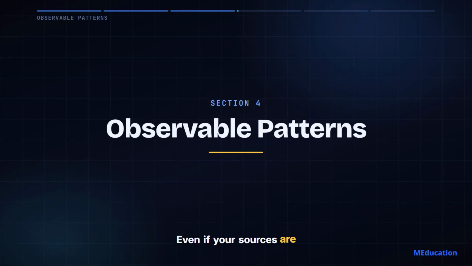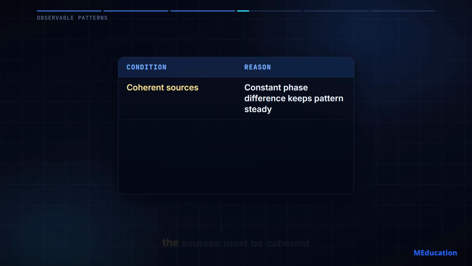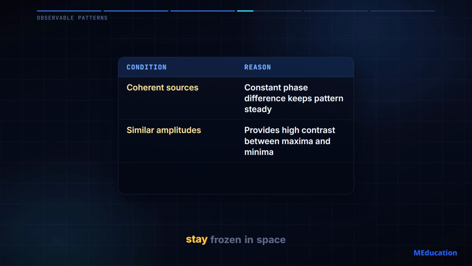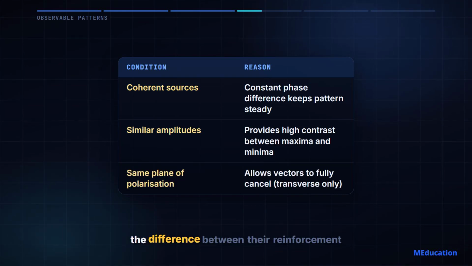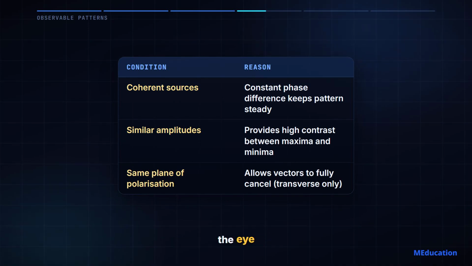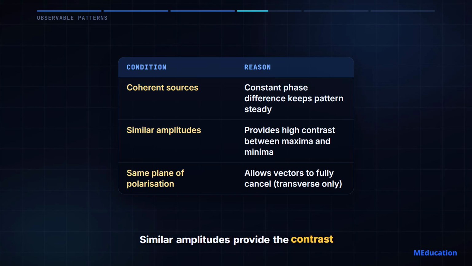Even if your sources are coherent, you might still struggle to see the pattern. 3 strict conditions must be met for an interference pattern to be observable. First, as we just saw, the sources must be coherent, ensuring the maxima and minima stay frozen in space. Second, the waves must have roughly equal amplitudes. If a bright laser crosses a dim torch, the difference between their reinforcement and cancellation is invisible to the eye. Similar amplitudes provide the contrast needed.